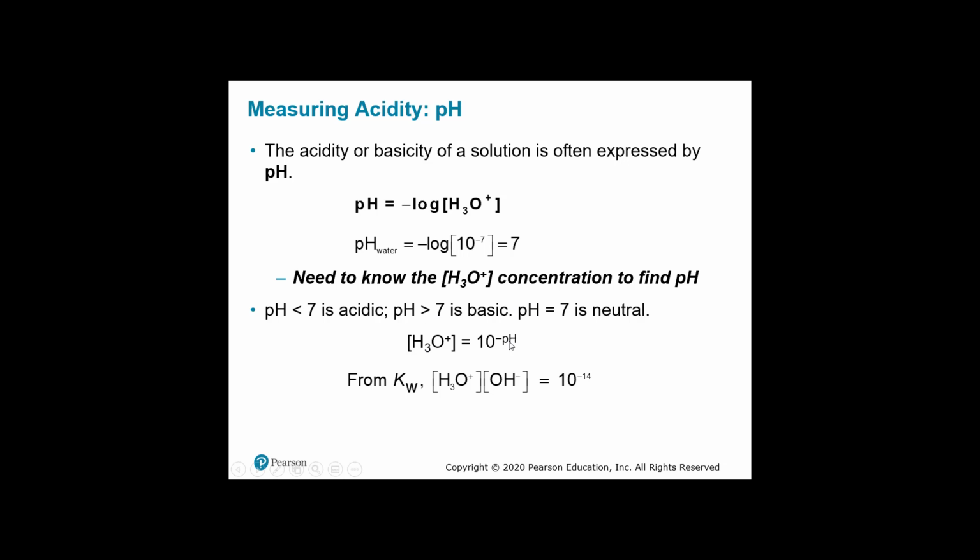Now, what if you had the pH, but you need the hydronium concentration? Well, you simply plug in this right here on your calculator. Make sure you have a negative. This is the one thing that students forget. If you do not put the negative, you're going to get a way different concentration of hydronium than you need.